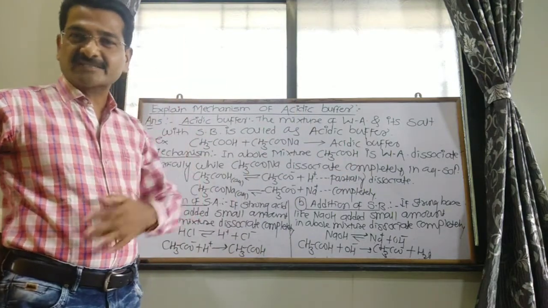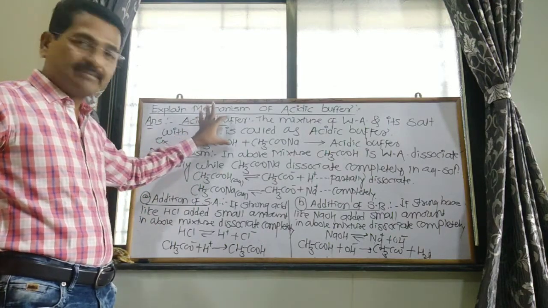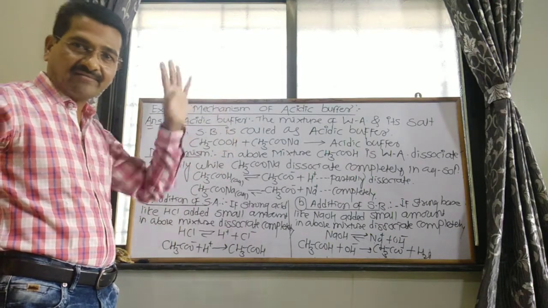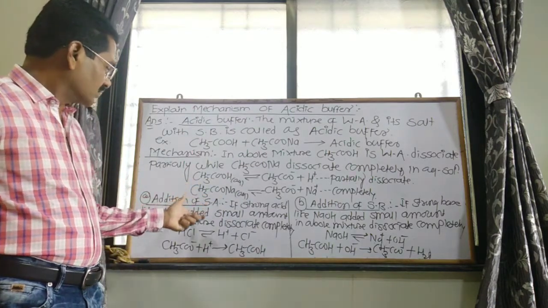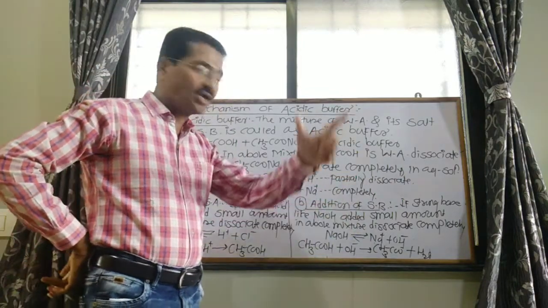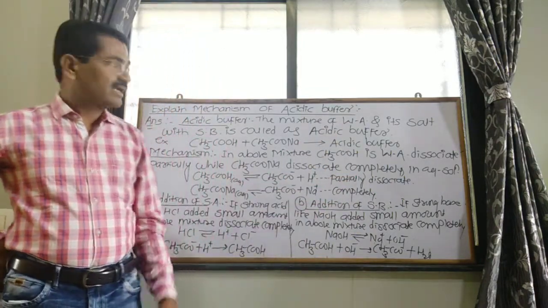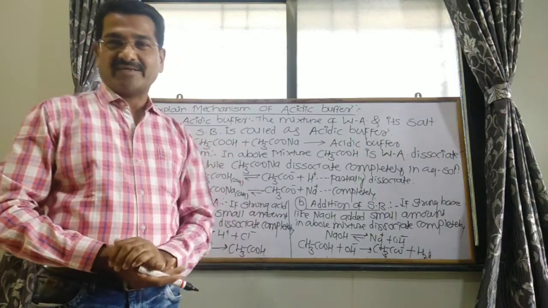This carries 3 marks. How to distribute that 3 marks? First mark for the definition of acidic buffer with example. Second mark for the addition of strong acid, and last mark for the addition of the strong base. So likewise, the mechanism of acidic buffer can be explained.